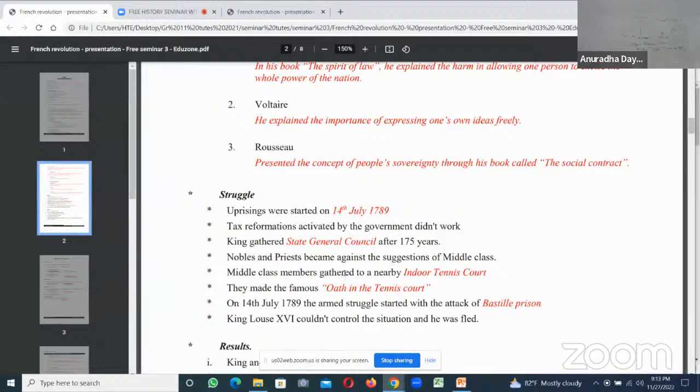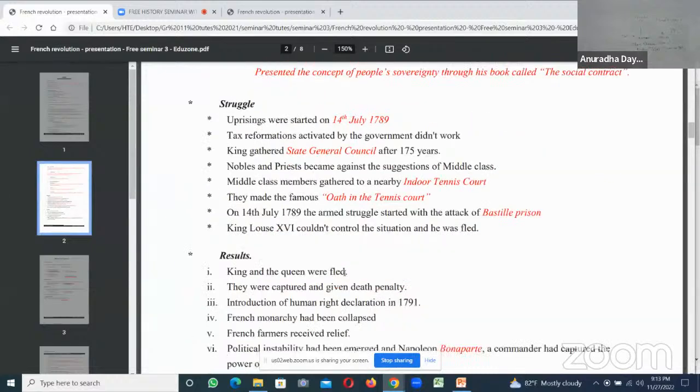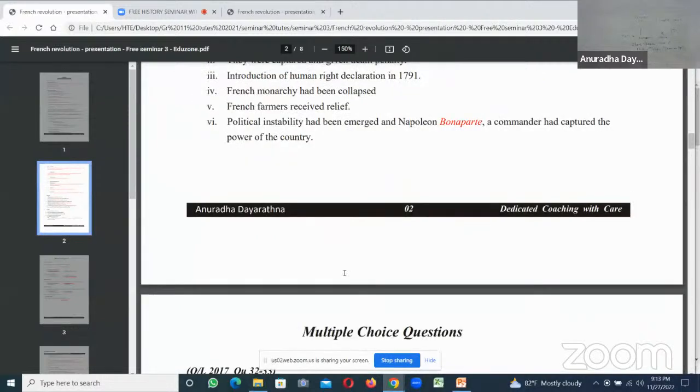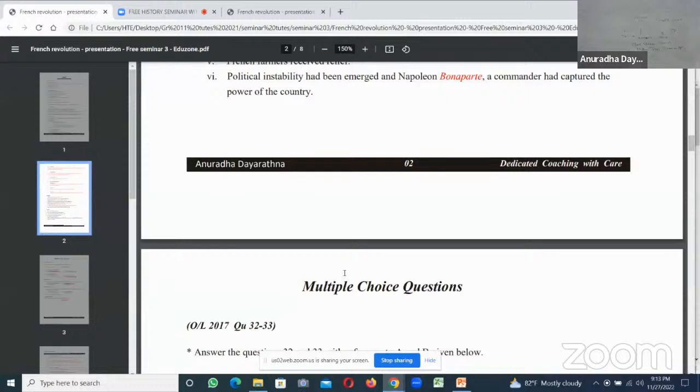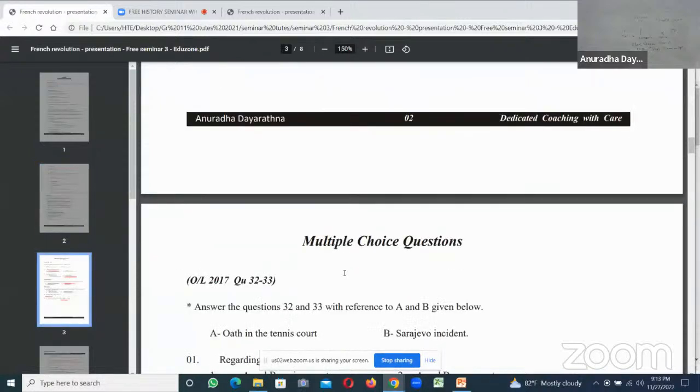So before going to the results, we'll discuss some questions that can be given from this section, right? So here, this is a 2017 question. Answer questions 32 and 33 with reference to A and B given below. A is the oath in the tennis court. B is the Sarajevo incident. The Sarajevo incident belongs to the First World War, not to the French Revolution. The oath in the tennis court, we know, was the oath they made inside the indoor tennis court under the leadership of Mirabeau, not to be departed until a new government is formed, until the king's government collapsed.